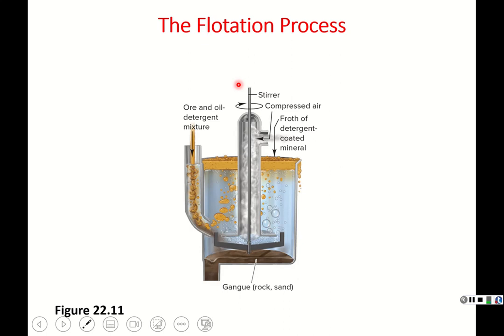The flotation process, which was mentioned here, you have the ore oil detergent mixture. It goes in. You're mixing it here with air bubbles to create a froth. And so the gangue, which is kind of just like rock or sand, kind of stays at the bottom, and that oily detergent mixture with your mineral goes to the top.